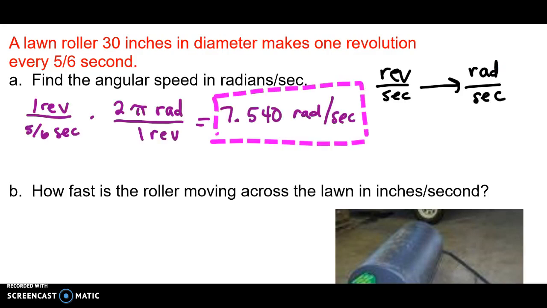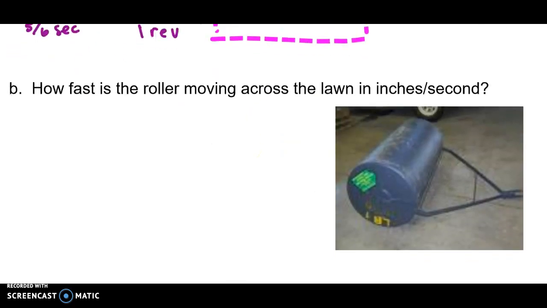Okay, maybe this one went better for you. All we've got to do is convert from revolutions to radians. And remember, we said just before that 2 pi radians is 1 revolution. So you should get 7.540 radians per second. Last one here. How fast is the roller moving across the lawn in inches per second? Go ahead and pause me here.